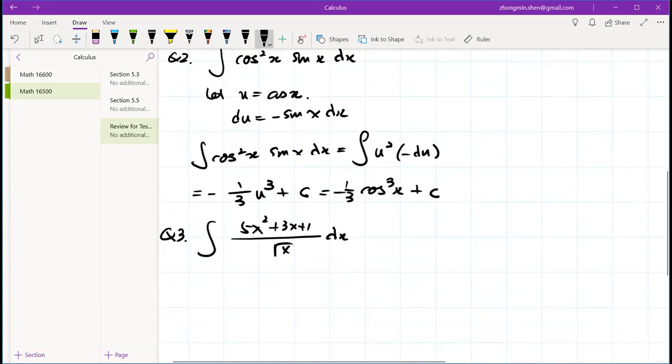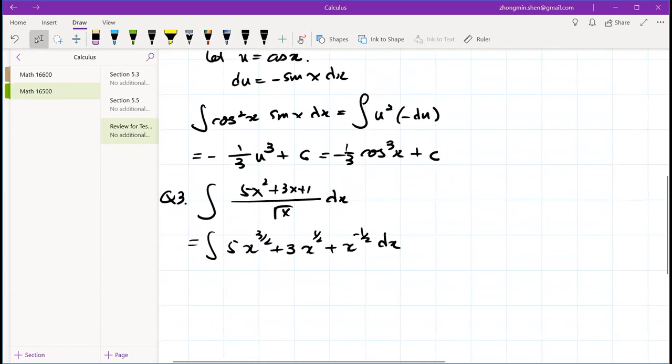All right, so look at that. Don't use substitution. This can be easily expressed as a sum of power functions. 5/2 minus 1/2 is x to the 3/2, plus 3, 1 minus 1/2 is 1/2, and 0 minus 1/2 is negative 1/2. Okay, so if you write down this, then you find the antiderivative of each.